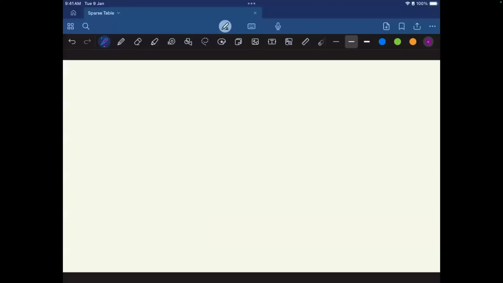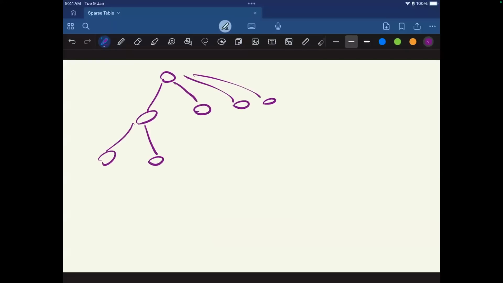Not a formal proof, but let's look at this case. The first thing to notice here is that the minimum depth required to do this is equal to the depth of the tree.